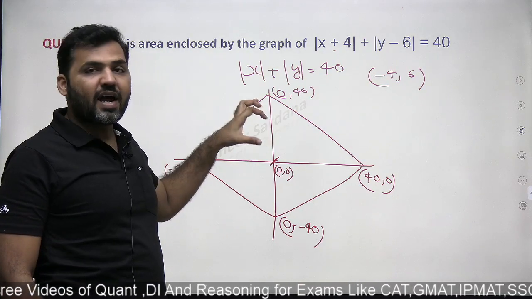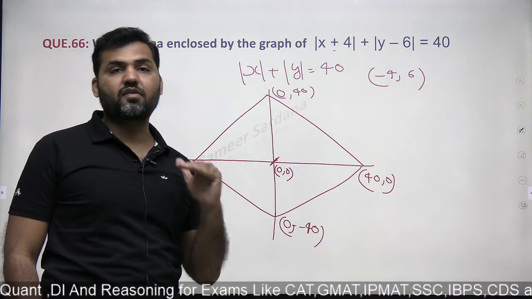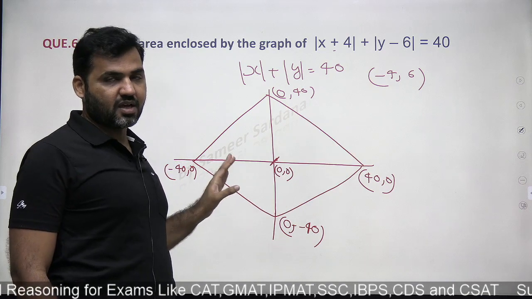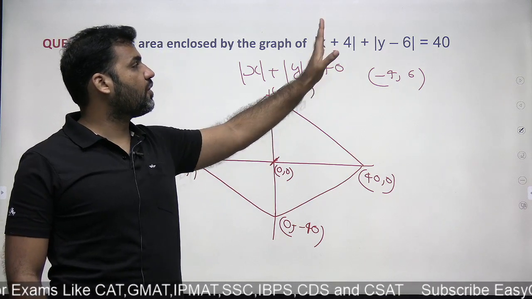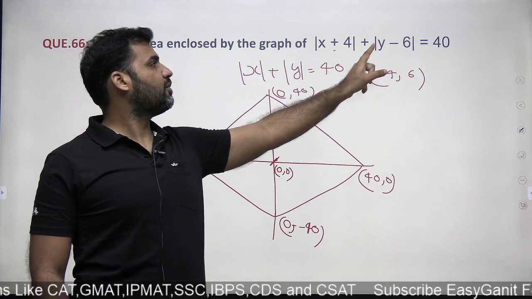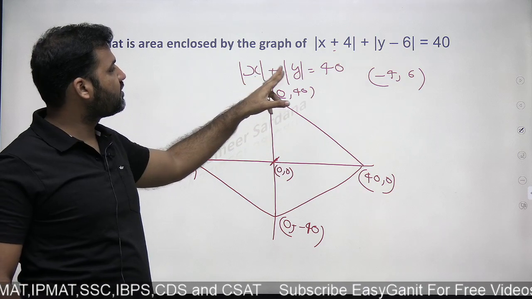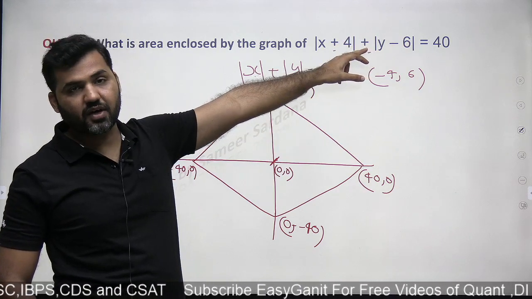Now, if I have to find out the area of the graph, you see that minus 4 and 6 are doing nothing but shifting the origin of the graph. They are not changing the size of the graph. Size of the graph will still remain the same. Therefore, instead of drawing the graph of mod x plus 4 plus mod y minus 6 equal to 40, you can straight away draw the graph of mod x plus mod y is equal to 40, find out the area, and that will be the same area as this one.